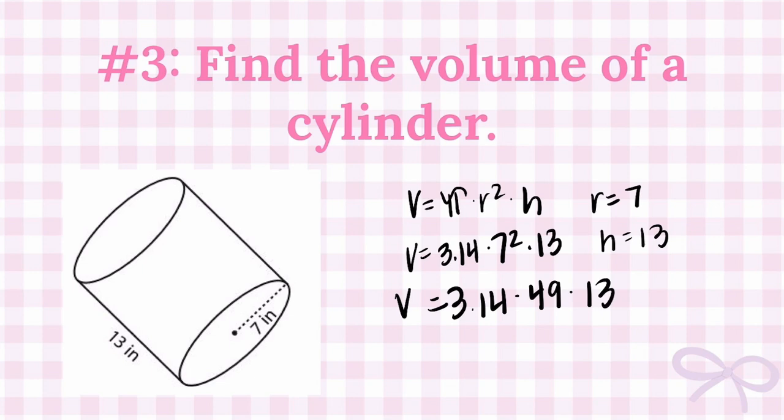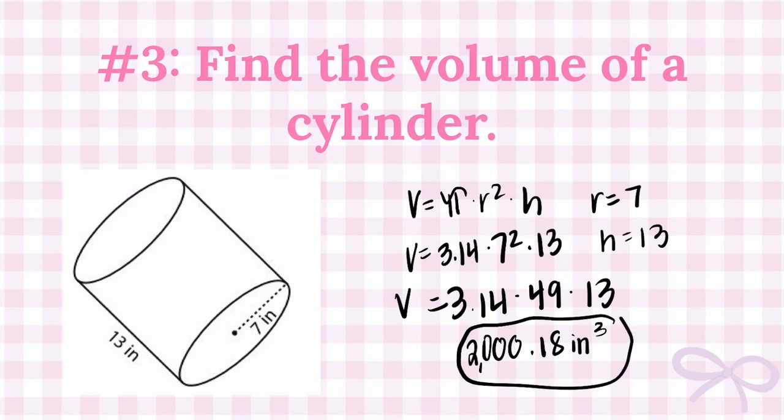And then we can multiply these in our calculator. So 3.14 times 49 times 13. And that's going to give us 2,000.18. And our units are in inches cubed. And so that would be our final answer.